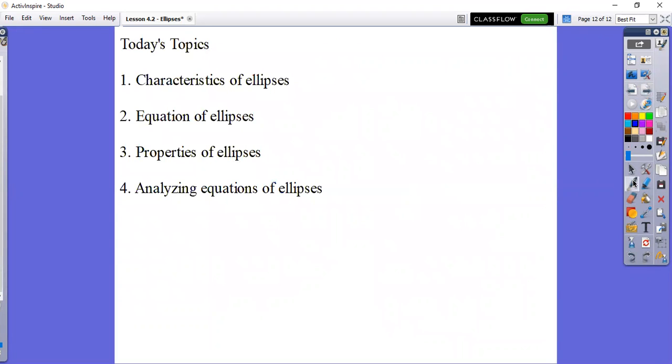So that is it for ellipses. Today we talked about the general characteristics of ellipses. Don't just pass over that part. That's going to be one of the most important things for you to know, what ellipses look like and the characteristics that they hold. We talked about the equation of ellipses, the properties of ellipses, which also kind of ties into the characteristics of ellipses. And then we also talked about analyzing equations of ellipses.